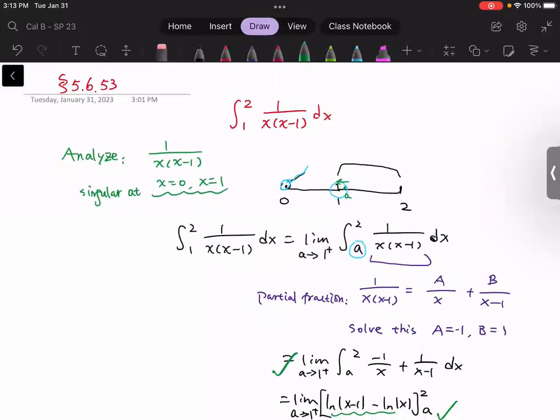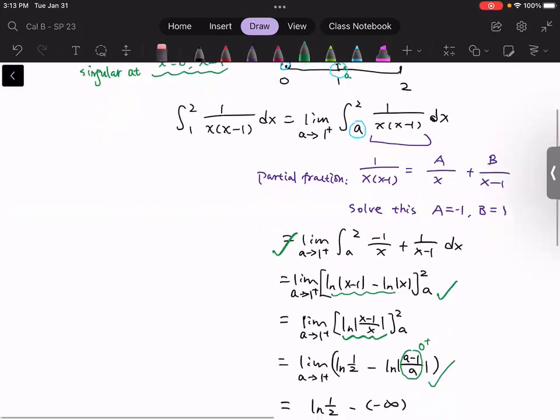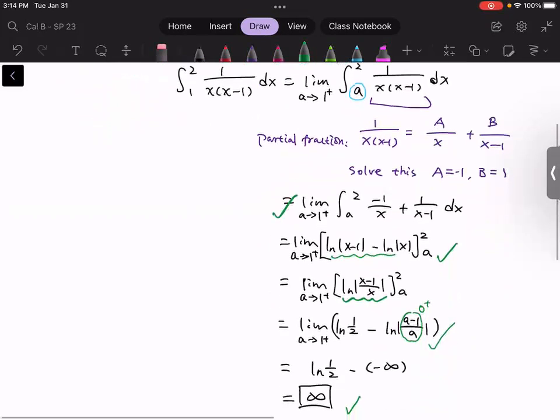A quick recap. We first analyze the function and identify the singularity. In this particular case, the singularity is at the left endpoint. Then we utilize the definition of the improper integral and write this as a one-sided limit. Also, we apply the partial fraction technique to further simplify the integrand such that we can figure out the antiderivative. Okay. Finally, we take the limit as a approaches 1 from the right and get the answer that we want.